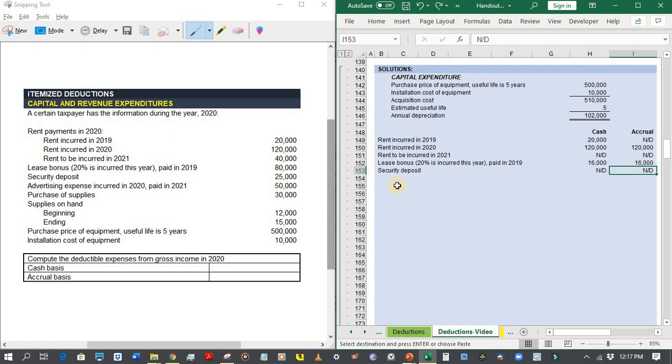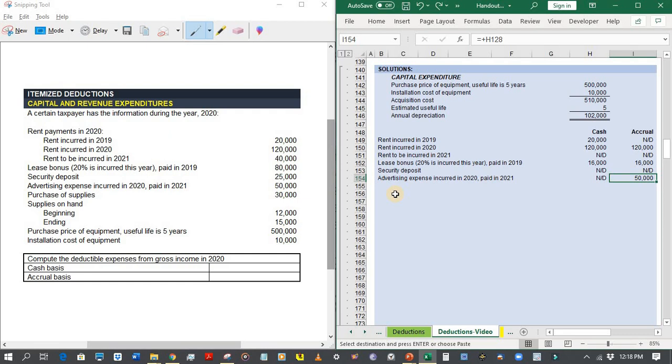However, for the 50,000 advertising expense, this is incurred in 2020, the current taxable year. However, this is paid in 2021, which means this is an accrual of expense, and advertising is a service. So the deductibility is different under cash and accrual basis. How is the 50,000 treated under cash basis? Under cash basis, this is not deductible. Again, accrual of expense is not applicable under cash basis. It is only applicable for the accrual basis of accounting. That is why the 50,000 is allowed as a deduction under accrual.